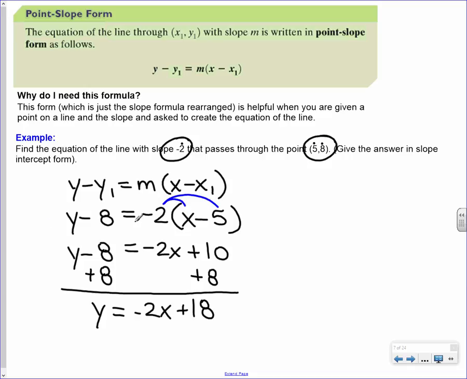Okay, so once I've got the equation set up like this, I'm going to distribute my -2 into the parentheses. So I'll have y minus 8 equals -2x plus 10. All right, now I'm just going to solve this equation for y. So I'm going to add 8 over here, add 8 over here, and I get y equals -2x plus 18. And that would be my answer. Okay, that is the equation of the line that has a slope of -2 and goes through the point (5, 8).